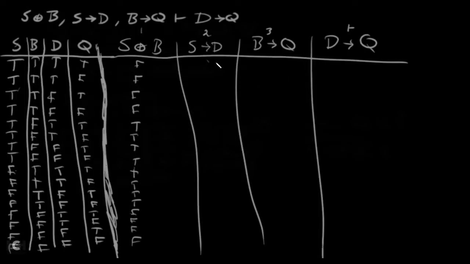The only time an arrow does not work is if you have a true left and a false right. So what we're going to be doing is looking for the second premise, S arrow D. We're going to look at this column and compare it to this column, S and D. When we have a true left and a false right, that's the only time it doesn't work. All the other ones are going to be T's. So we're looking at S and D here.